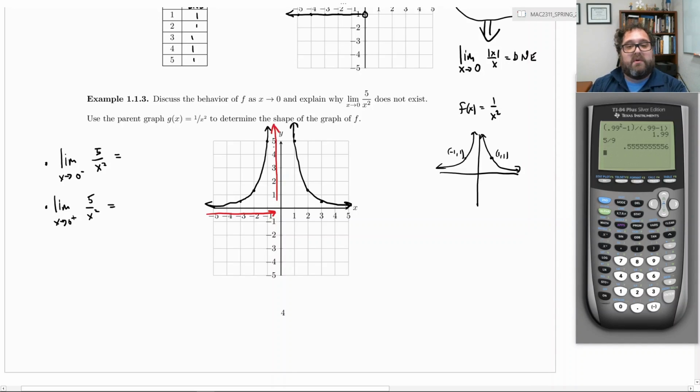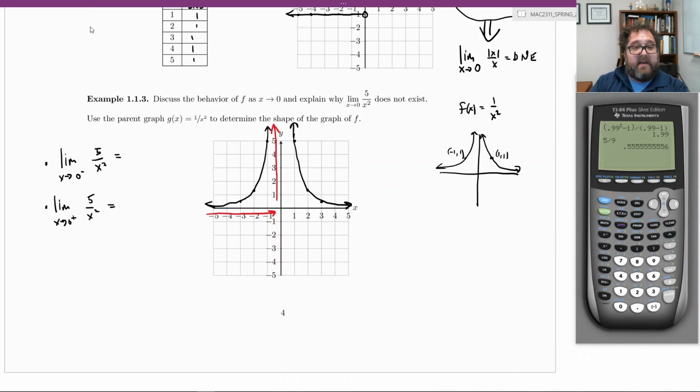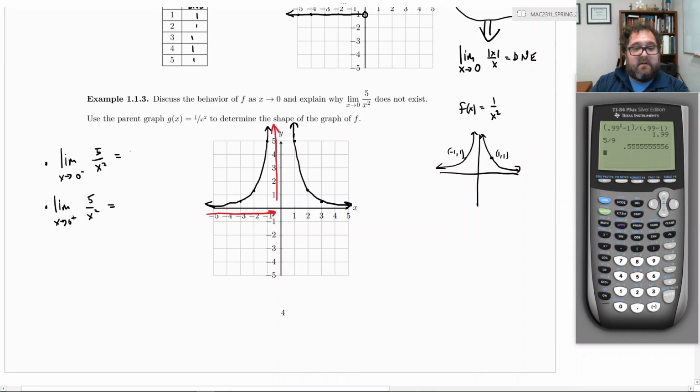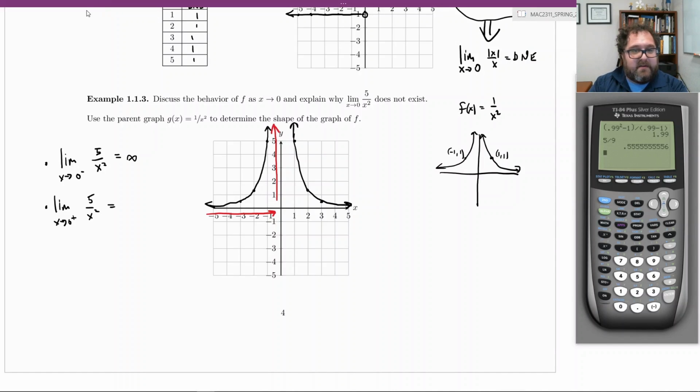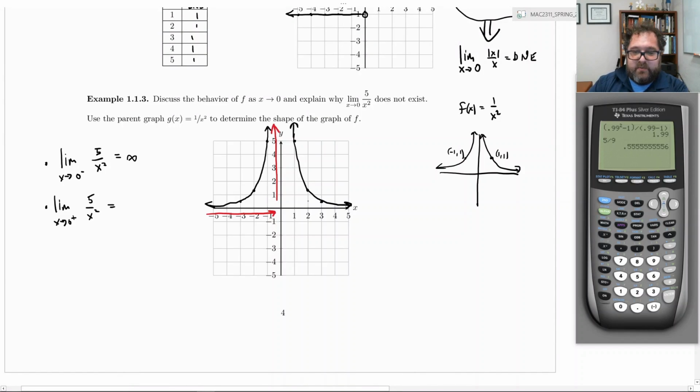They are shooting off towards infinity. So we say that the limit from the left is equal to infinity. Positive infinity, but infinity. Okay? Now, what about from the right? Well, from the right, as we approach the origin from the right, what's happening to the y values? Those y values are shooting off towards positive infinity again. Okay? So we say that the limit is equal to infinity.